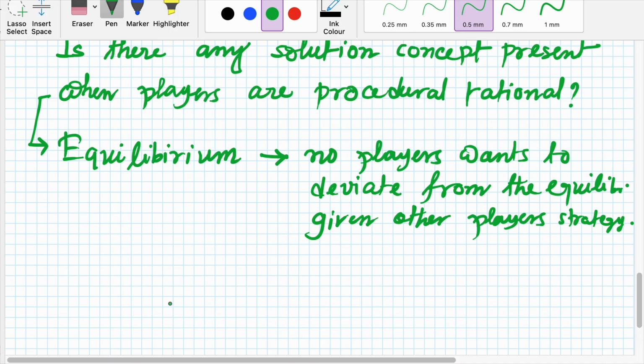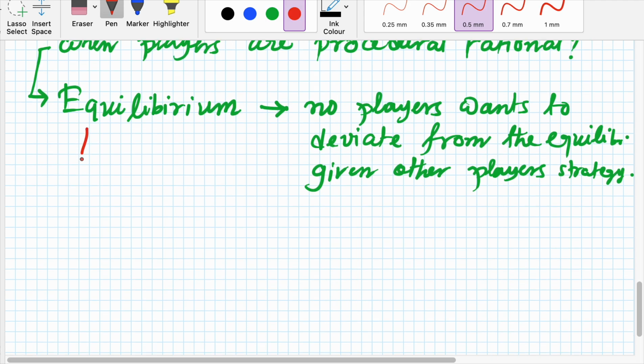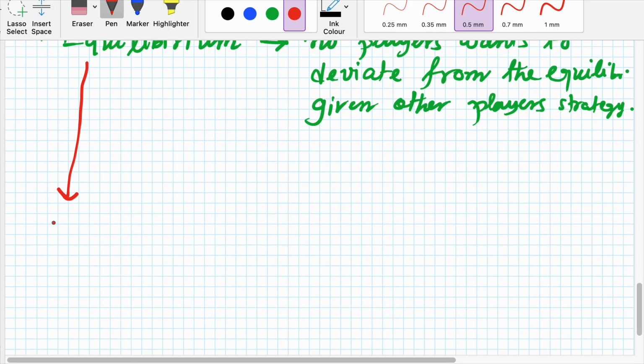Now I am saying that yes, there is a equilibrium concept present. Yes, one can write an equilibrium concept which is known as, as we have learned, the Nash equilibrium for the case of the player being a VNM rational individual. The equilibrium is Nash equilibrium. In this case, the equilibrium is sampling equilibrium.